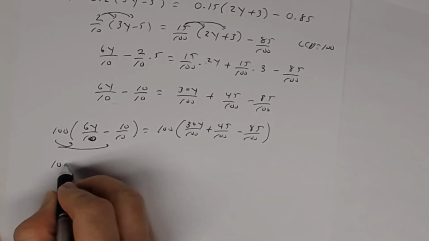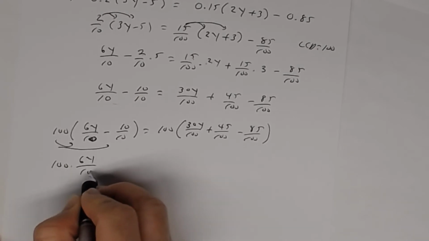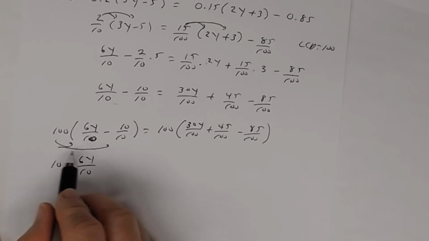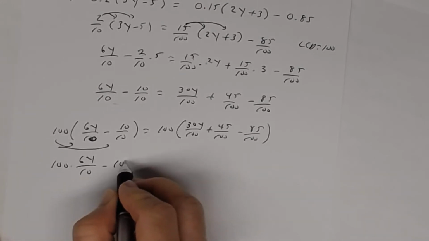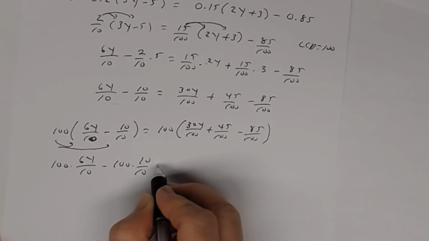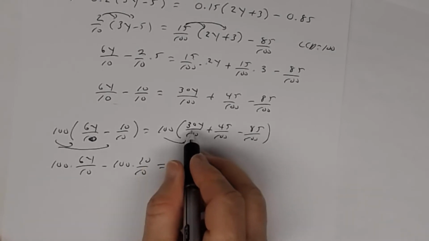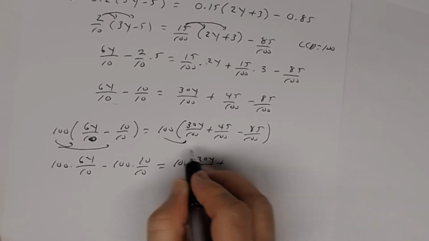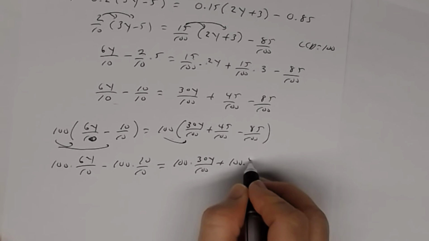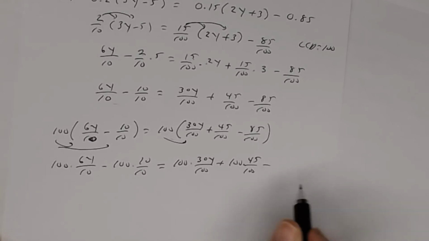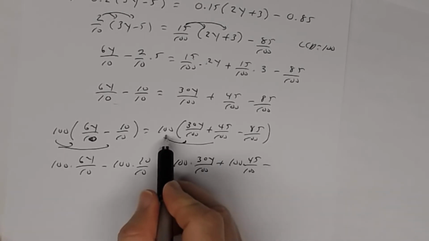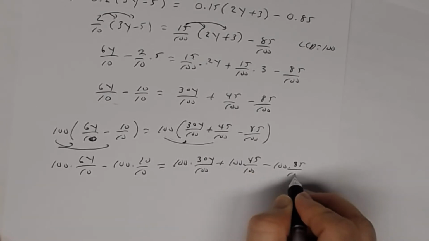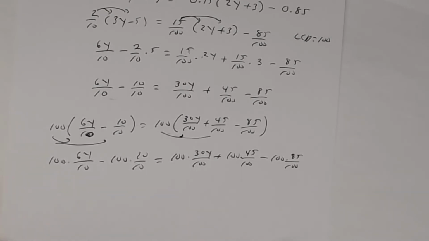So I get 100 times 6y over 10, so I'm getting rid of the parentheses. I'm going to just use the distributive property. Minus 100 times 10 over 10 equals 100 times this fraction. So 100 times 30y over 100 plus 100 times 45 over 100, and then minus 100 times 85 over 100. Okay? And now let's reduce.